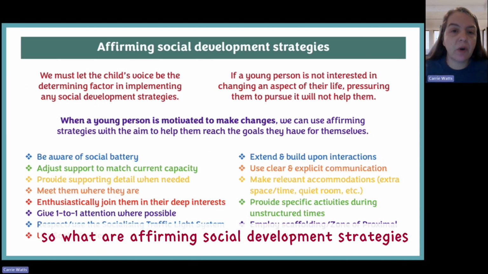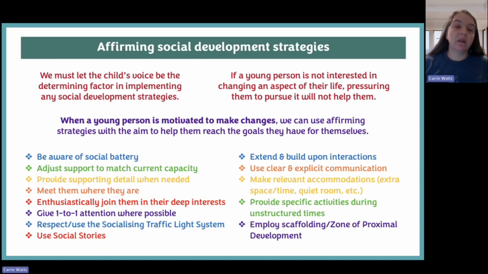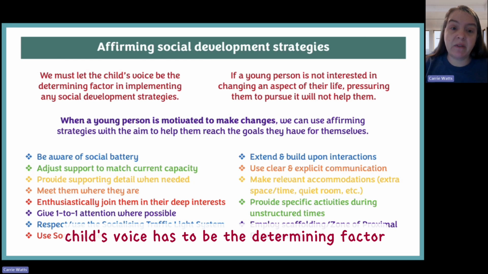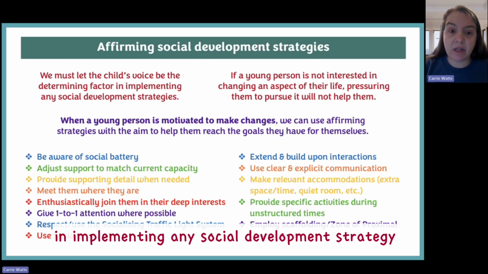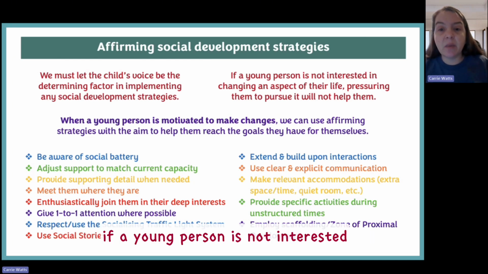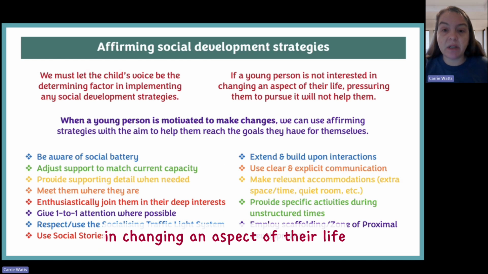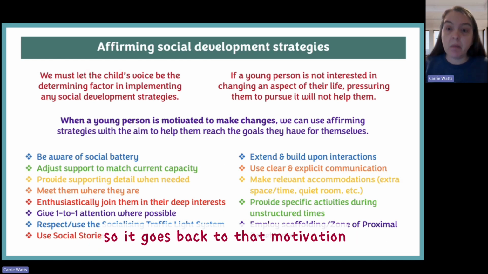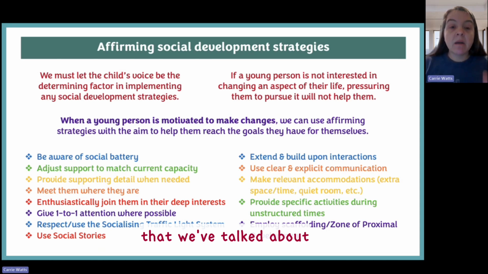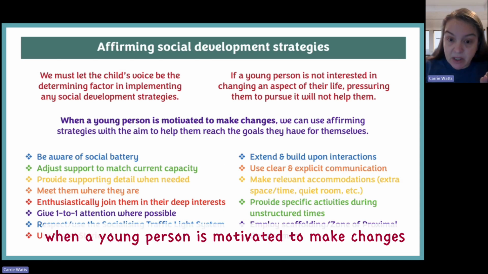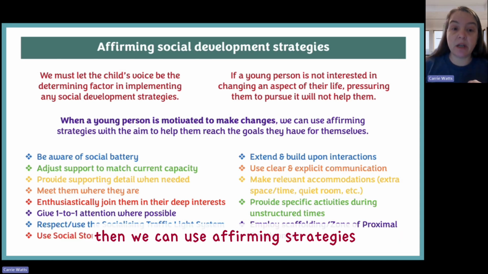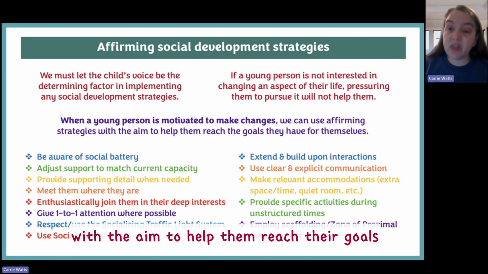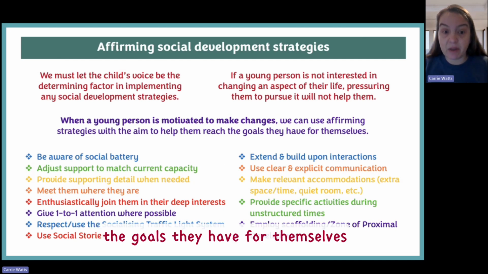So what are affirming social development strategies? The child's voice has to be the determining factor in implementing any social development strategy. If a young person is not interested in changing an aspect of their life, pressuring them to do that will not help them. So it goes back to that motivation that we've talked about. When a young person is motivated to make changes, then we can use affirming strategies with the aim to help them reach their goals, the goals they have for themselves.